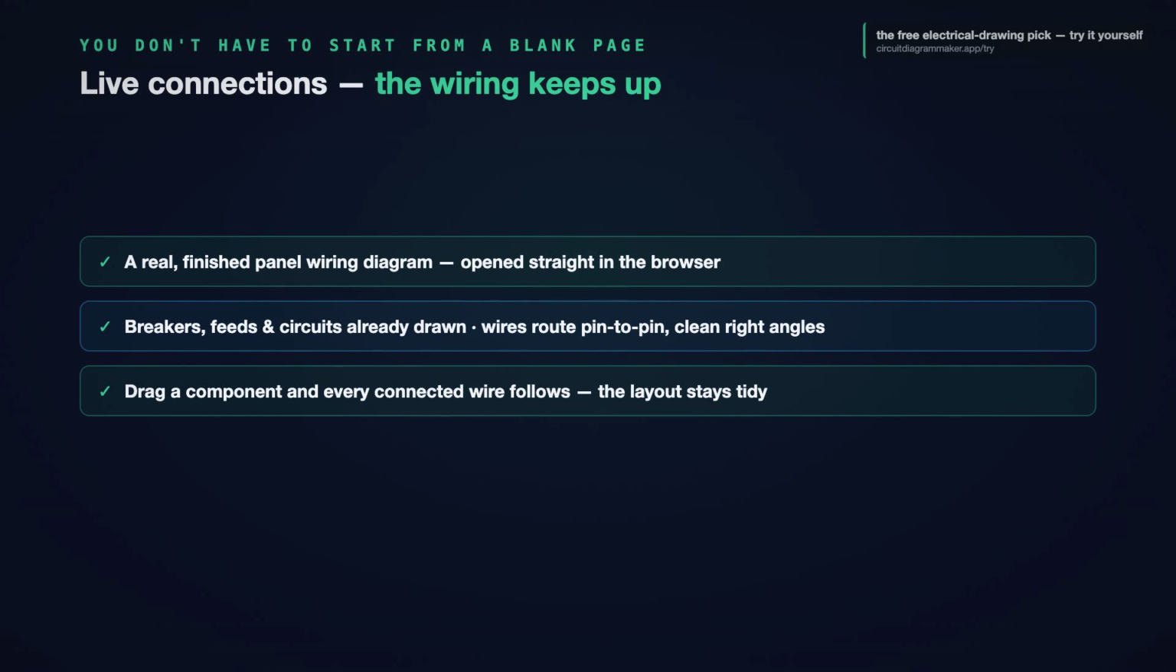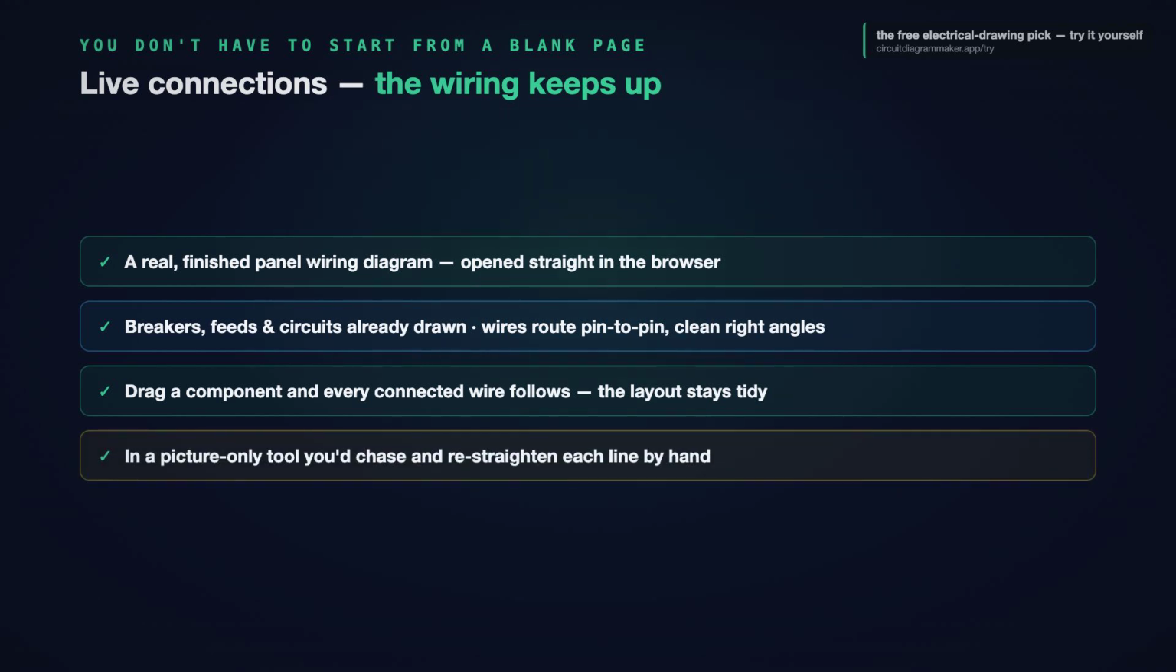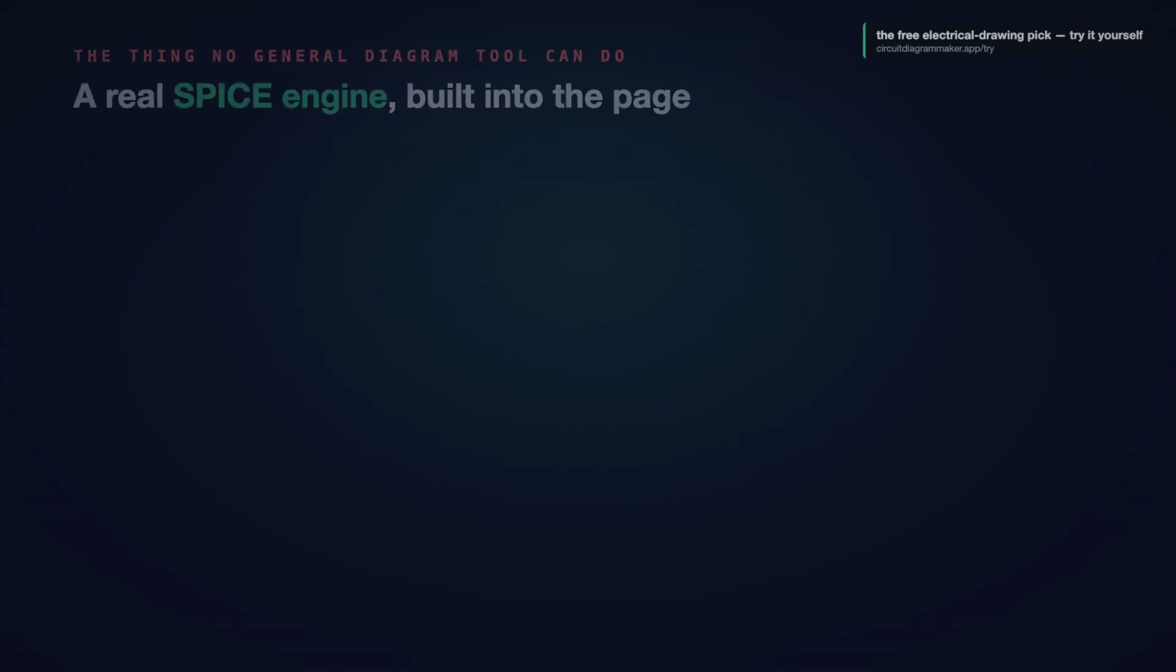In a picture-only tool, Visio, Draw.io, Lucidchart, moving a symbol means chasing the lines and re-straightening them by hand, one at a time. Here the connections are live, so the layout is yours to reshape and the wiring keeps up. It is the same convenience the Pro tools give you in a free browser tab.